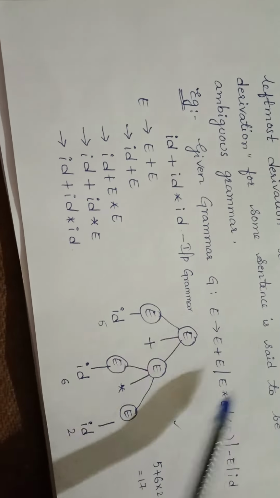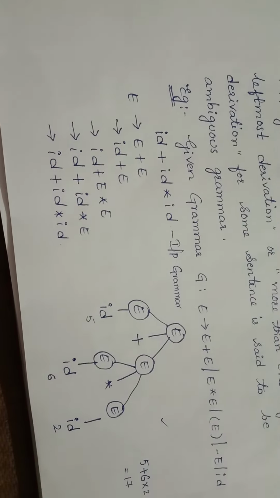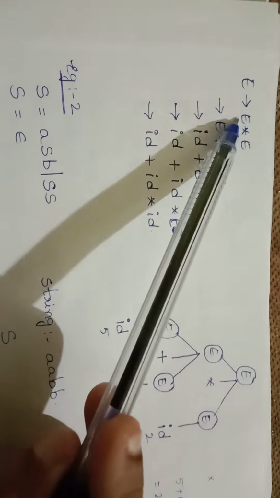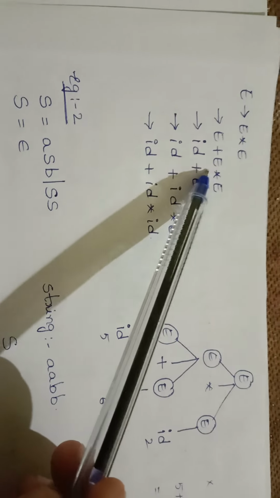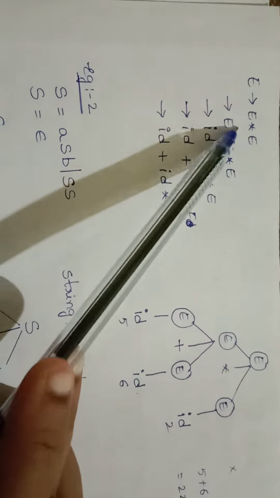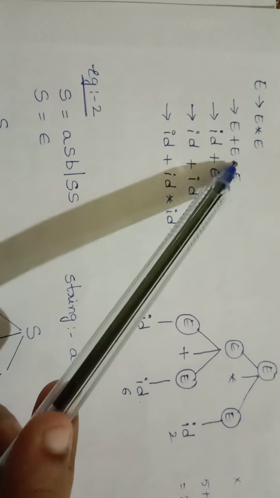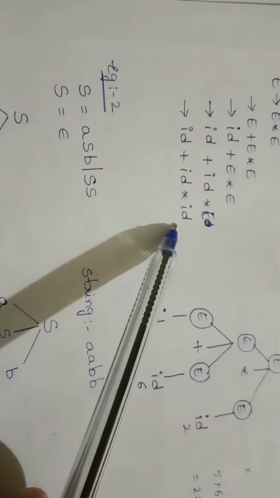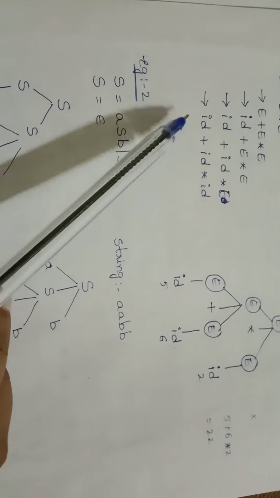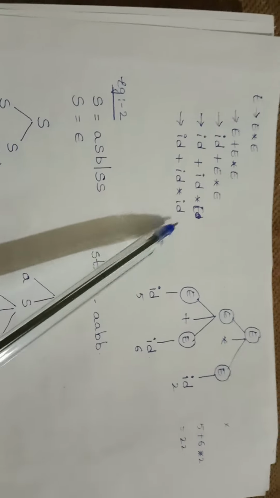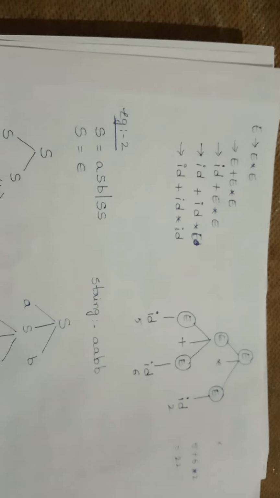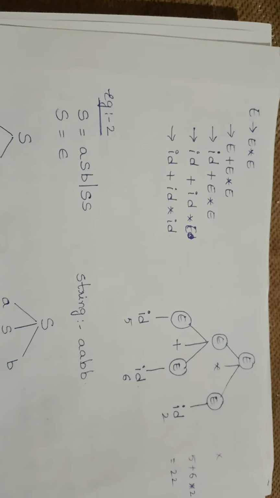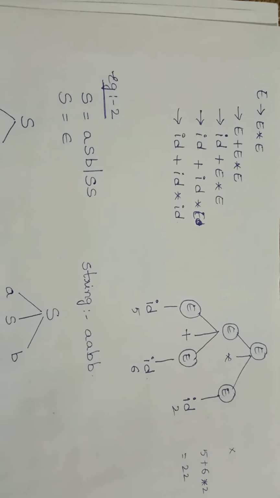So we can use the grammar like E tends to E star E also. We are using E tends to E star E. In place of E we are substituting with E plus E star E, and in place of E we are substituting with ID star E. In place of E again we are substituting with ID, and E we are substituting with ID. So finally we got again the input string ID plus ID star ID. That means from the given input grammar we are able to construct more than one parse tree. That problem is called as an ambiguity or ambiguous grammar.